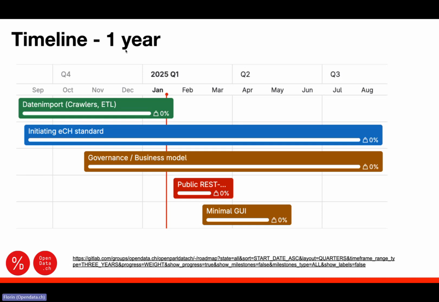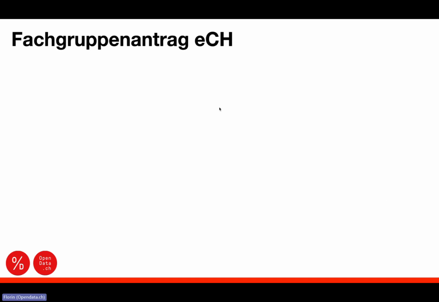Yes, so maybe as a quick recap, again, you can see the work packages here, just visualized on the timeline. We are, and Christian is going to talk about this in a second, working on the data import. We've also been very active on the standardization part, and are kicking off the governance business model track at this moment. And coming up next is also the work on the REST API and the GUI. Yes, and for a quick update on the Fachgruppenantrag with ETH, I'm going to hand it over to Christian.